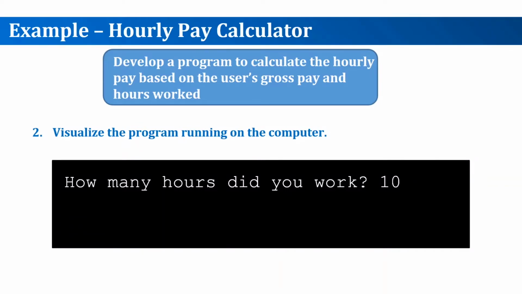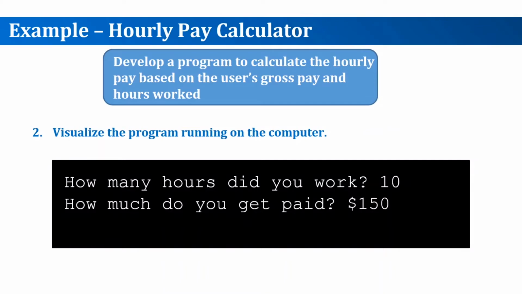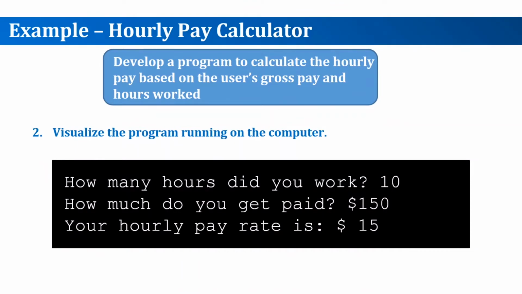Let's say the user enters 10 hours. The second line would be the prompt for the gross pay. Let's say $150. Now that I have my inputs, I should print to the user the expected hourly pay output, which is a 15 in this case.